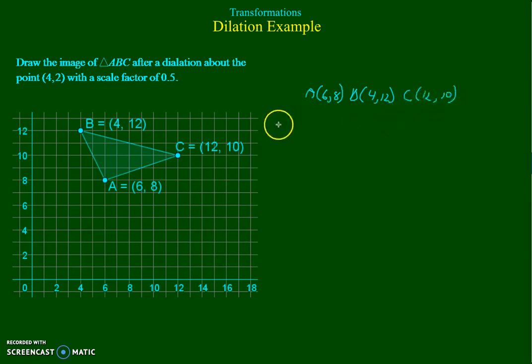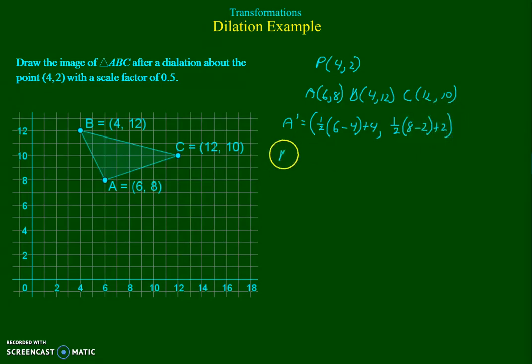Now our A prime is going to be, our scale factor is 1/2. We take our point, we subtract off our center of dilation. I'm going to put that as point P as 4, 2, just so that I have easy reference up here. So it's 6 minus 4 plus 4. So we subtract off the x-coordinate, add it back. Then for the y-coordinate, it's scale factor, y-coordinate, 8, subtract off the y-coordinate, add it back.